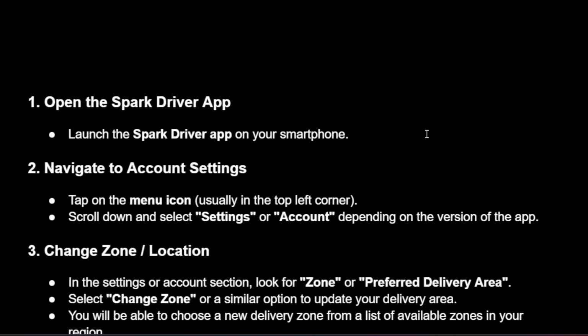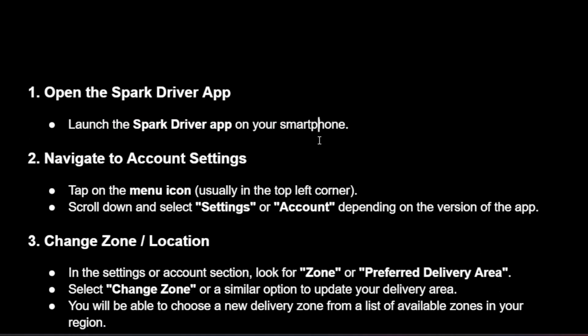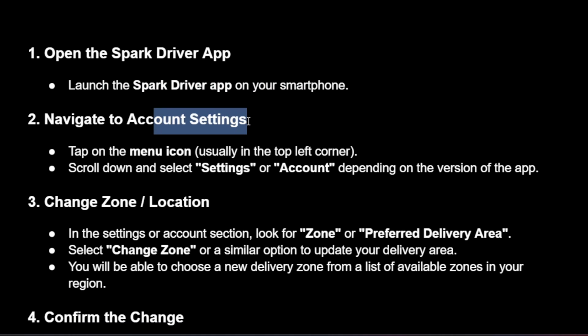Step-by-step guide on how you can change zone in Walmart Spark. You want to open up the Spark Driver app. Launch the Spark Driver app on your smartphone. Then navigate to Account Settings.